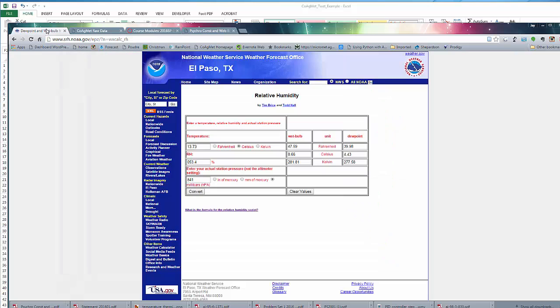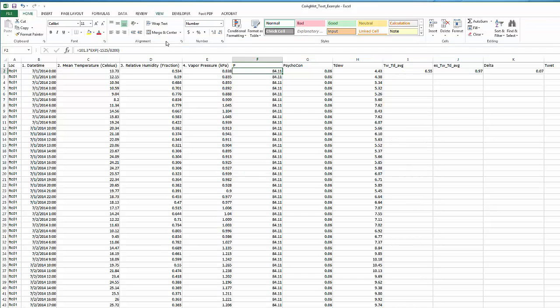So I'm going to go to the NOAA dew point calculator. And I've actually put the data in here so you can see it. Here I put in the air temperature in Celsius, the relative humidity in percent, and our pressure in millibars. Millibars is just the kilopascals times 10. So these three numbers, again, are coming from our spreadsheet: 13.73, 53.4, and 84.11. Those three numbers.